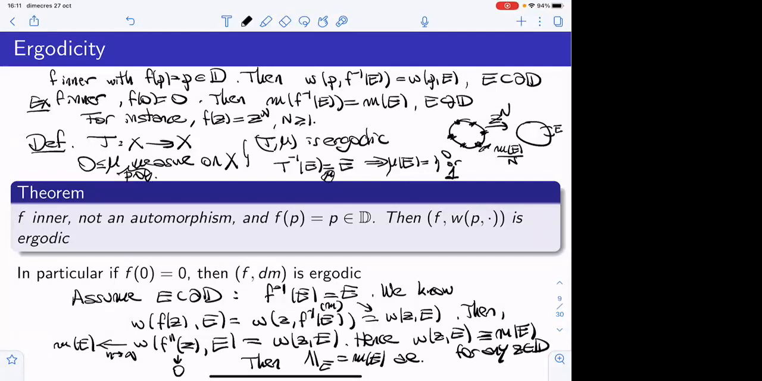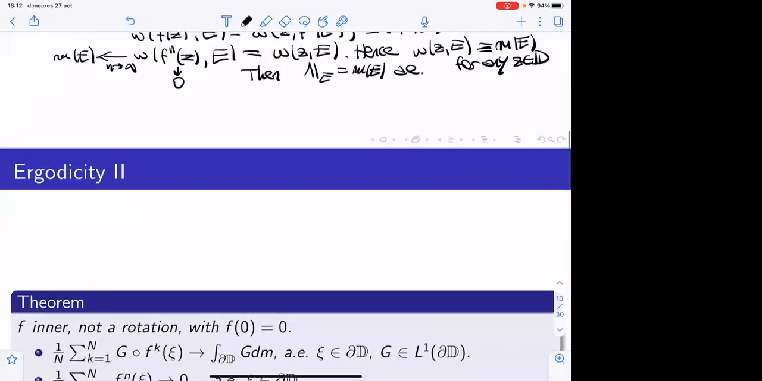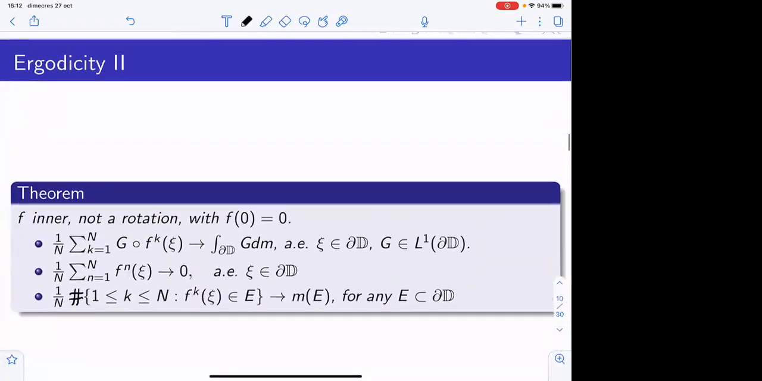So at the end, what this theorem says is that when you have an inner function with an interior fixed point, you can apply the ergodic theorem. And Birkhoff, the classical ergodic theorem, tells that the temporal means of the iterates converge almost everywhere to the spatial mean of the mapping. So this is the content of my next slide. If you have an inner function, which is not a rotation, which say fixes the origin, then this first part is the ergodic theorem.